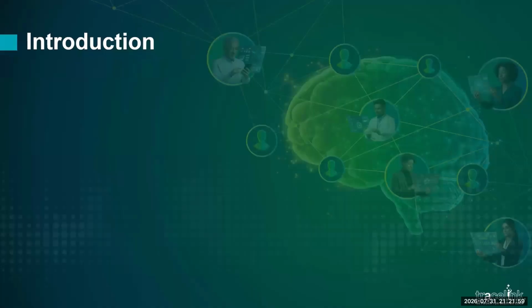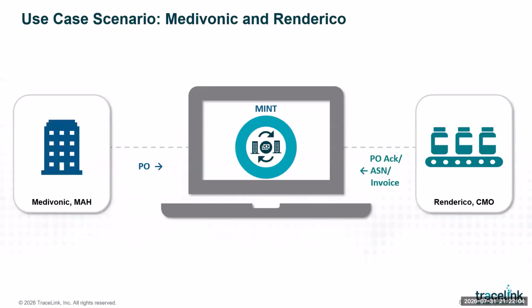Let's start with the introduction, the products, the players, and the problem we're going to solve together. Here's the scenario. Medivonic, an MEH, regularly issues purchase orders to their supplier Renderico, and they monitor data accuracy and quantity mismatches using Mint reports.